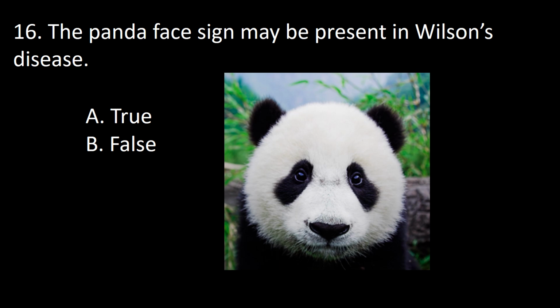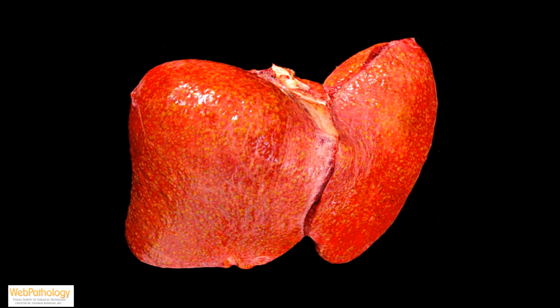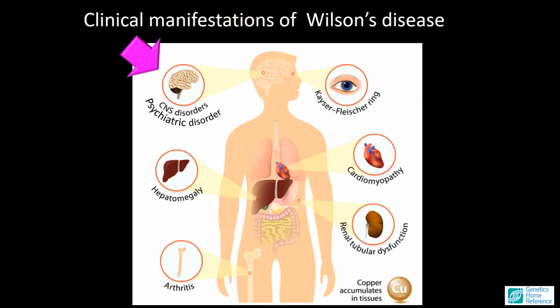Next question. The panda face sign may be present in Wilson's disease. A true, B false. So we look at the eye. Now I will briefly mention the liver damage. Liver damage is very prominent in some patients but hardly present in others. When present, the liver becomes large and cirrhotic due to accumulation of copper in the hepatocyte and subsequent death. Brain pathology is common and often predominates. The involvement of the organs in this drawing may occur in an acute or in a chronic form.